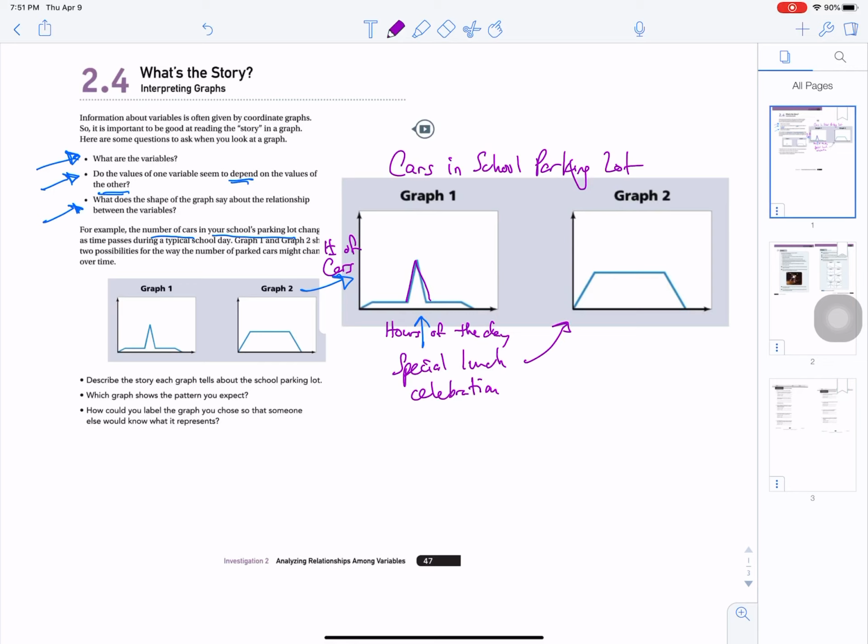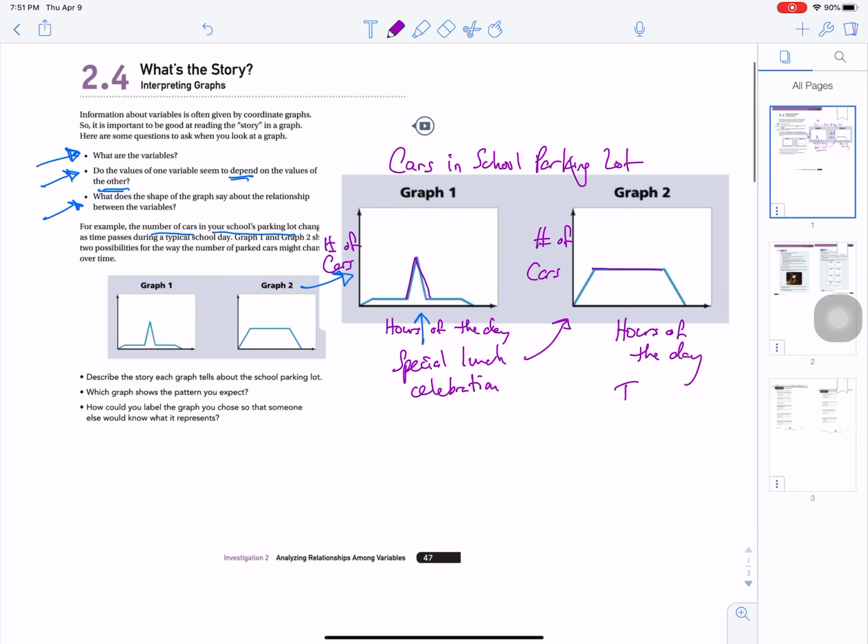Notice that this one goes up, stays steady, and then goes down. So I'd still say that we have hours of the day. But in this case, it's still number of cars, but maybe this is just a typical day. So we have a typical school day, okay? And these are just the teacher cars. So you can see the difference.